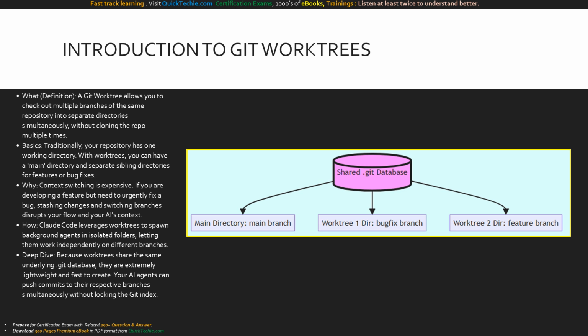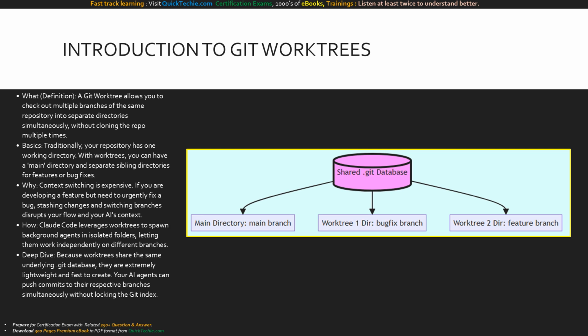What is it? A Git Worktree is a feature that lets you check out multiple branches of the same repository into completely separate directories at the same time. The basics: instead of cloning your entire repository twice, you maintain one underlying Git database, but get multiple working folders. Why is this revolutionary for AI development? Because context switching is a massive bottleneck. If an AI is halfway through building a complex feature and you need it to urgently fix a production bug, stashing files and swapping branches destroys the flow and pollutes the context window.